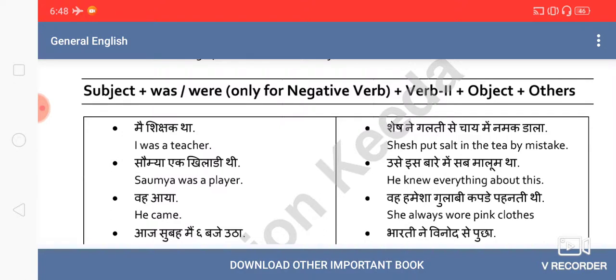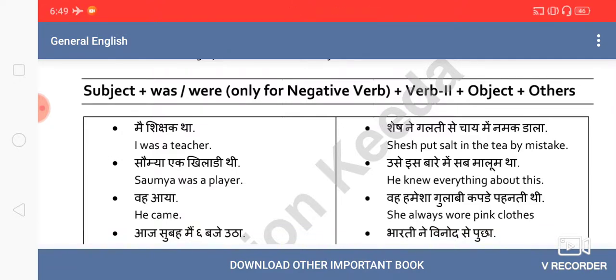Like I say, my friend never told a lie. Or we also use it with usually, generally. We usually visited our native place during holidays. So it tells about our past habit, like present indefinite tells about present habit. So it tells about past habit.